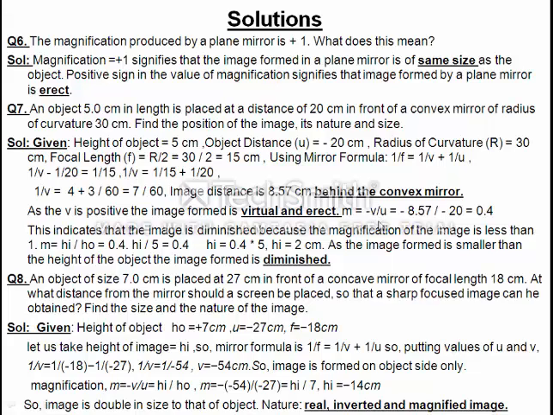M is equal to minus V upon U. So V is also in centimeter, U is also in centimeter. Centimeter, centimeter cancel each other. Magnification does not have any unit. Please keep in mind. Here magnification is 0.4. Since magnification is positive, it is virtual and direct. And since 0.4 is less than 1, from here we can say the size of the image is less than the size of the object.